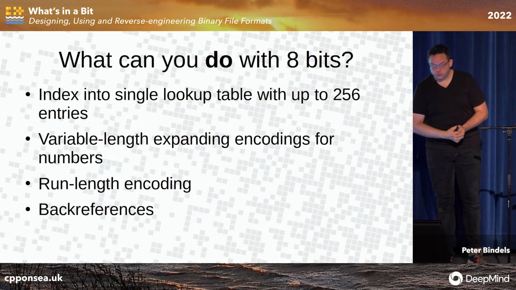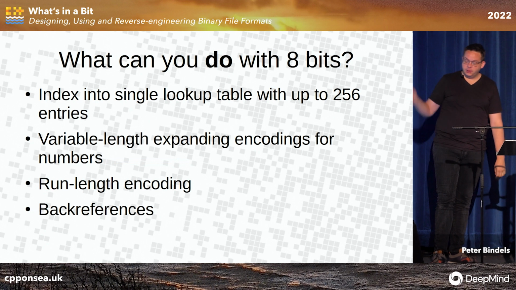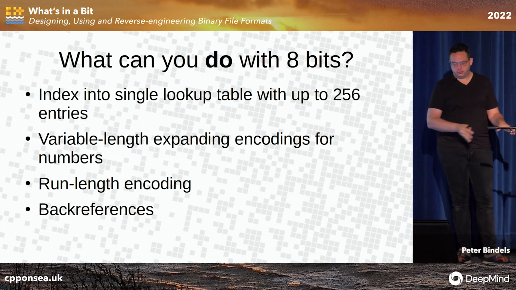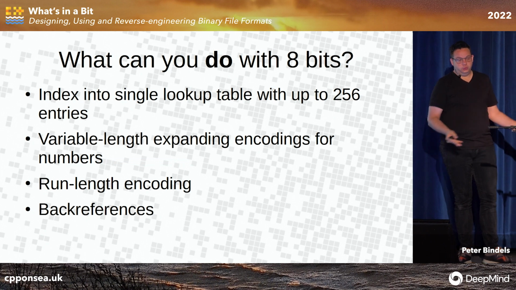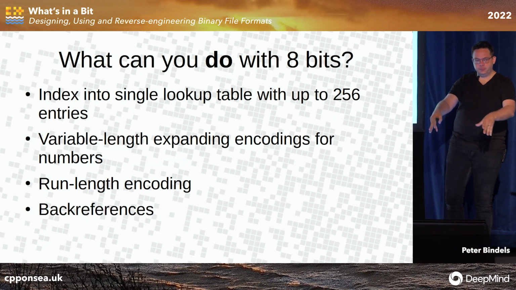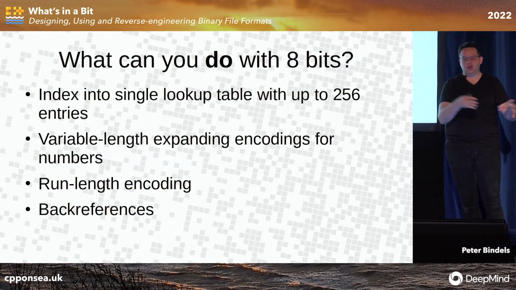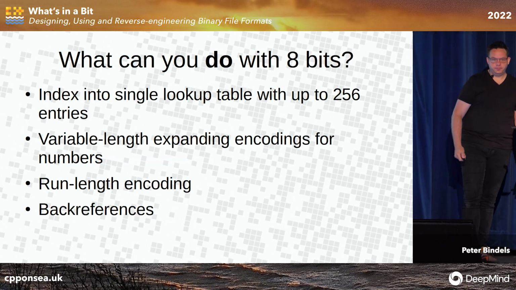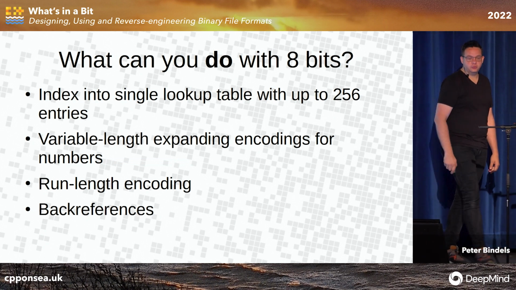And we're going faster. So how much can we actually do with 8 bits? We can use it as an index into a single lookup table with up to 256 entries. We can use it for variable number encodings, where we take half the space for a small number and the 1 bit at the front to say it's a longer number. We can use it for run length encoding and back references. So let's look at the actual bits.